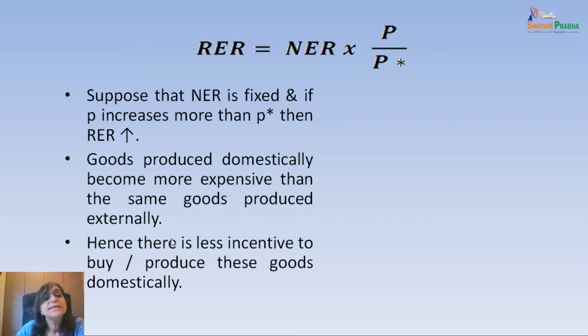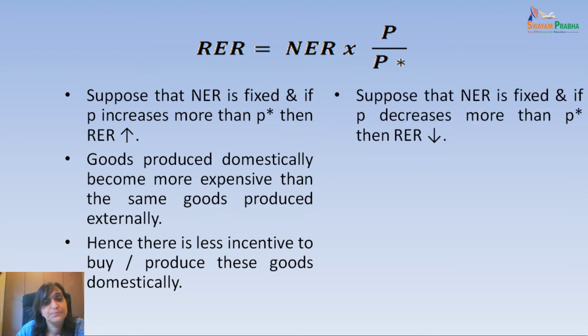Because of this, there will be less incentive to buy these domestically produced goods. The demand for the domestically produced goods will fall, and we will substitute these expensive domestic goods with cheaper imported goods. So it will have an impact on our trade balance, or trade deficit, because imports will increase and exports will decrease because of the change in price level in the domestic market.